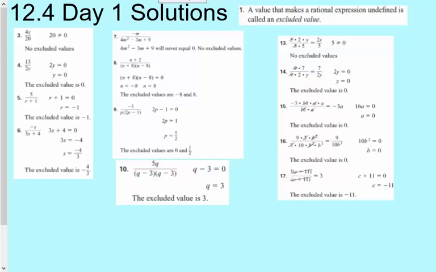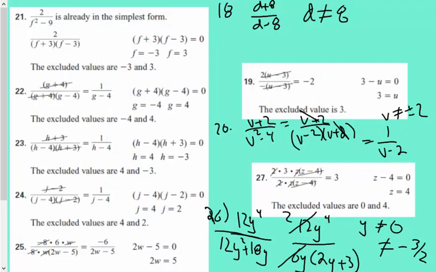All right, we're back with 12.4. We're going to be working with quadratics today, factoring some more quadratics. In this section, you're finding excluded values, and you are also reducing rational expressions. A lot of factoring involved.